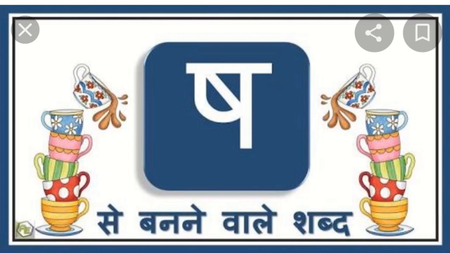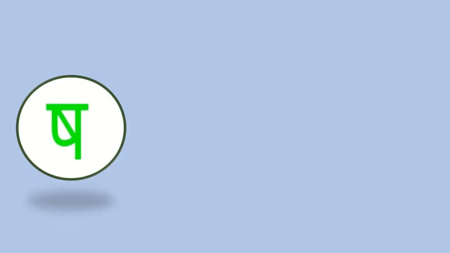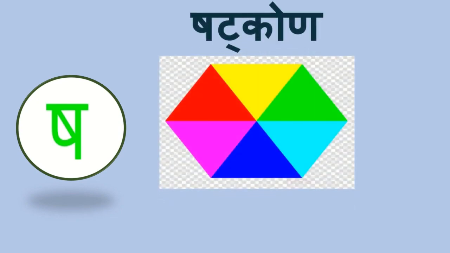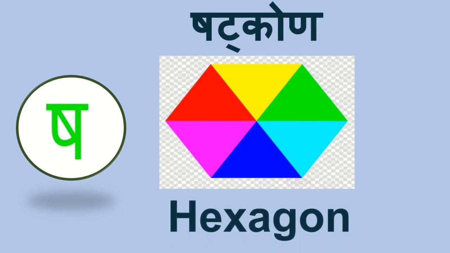Sh se banne wale shabd. The words which are made up of Sh. This is letter Sh. Sh say shatkon. Shatkon means hexagon. You can see there are 6 faces for this shape: 1, 2, 3, 4, 5 and 6. Shat is 6. That is why this is called a shatkon.